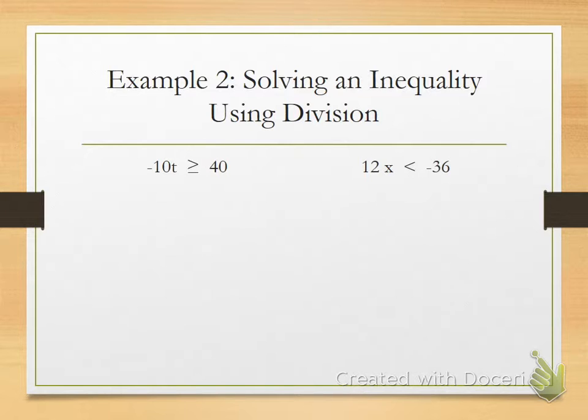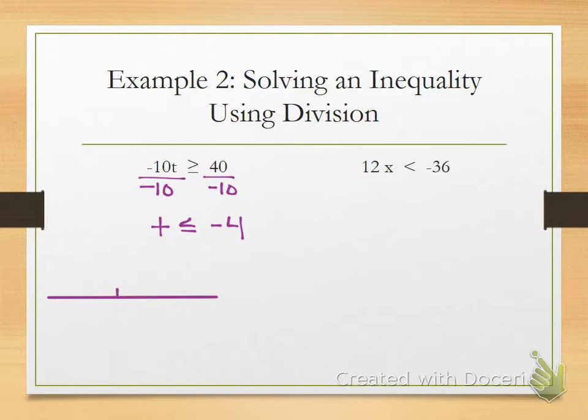All right, so I divide both sides by negative 10. That's what's attached to my variable. Since I divided by a negative, what happens to my inequality? I need to flip it. So now t is less than or equal to negative 4. Your whole answer changes, so make sure you catch that.